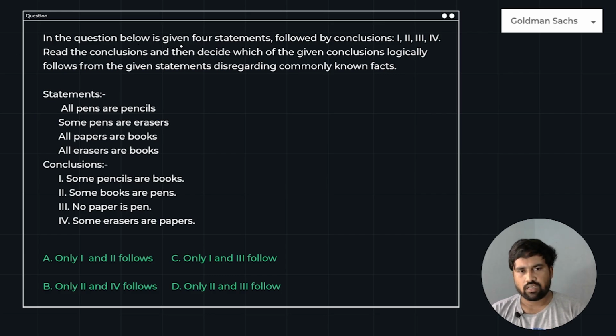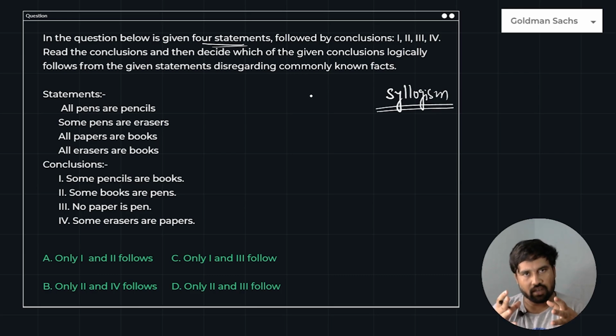In the question given below, there are 4 statements followed by 4 conclusions. So as we know, this is some kind of problem related to syllogism. So statements and conclusions are given. You have to decide whether the given conclusions are correct or not, depending on the statements. And don't compare these statements with real-time known facts. This is what they have given, right?